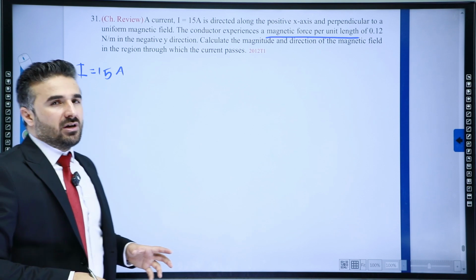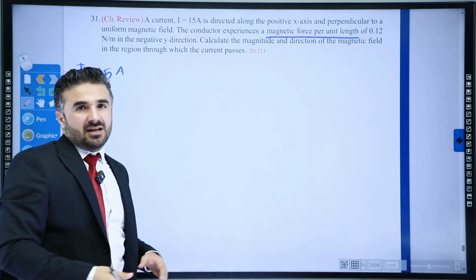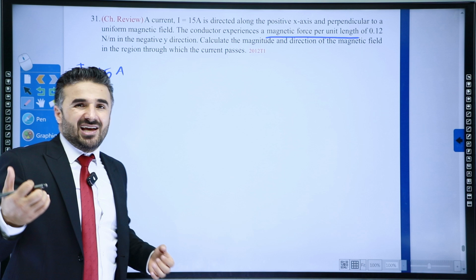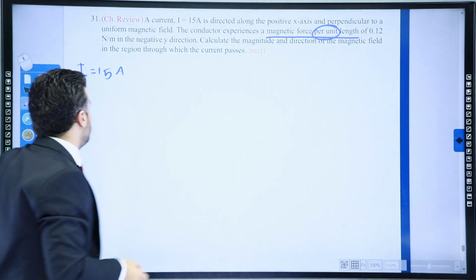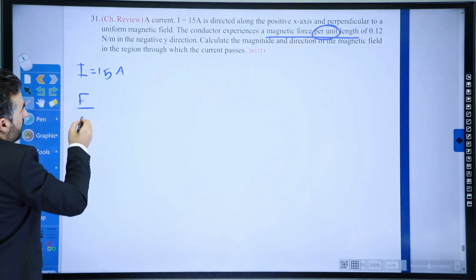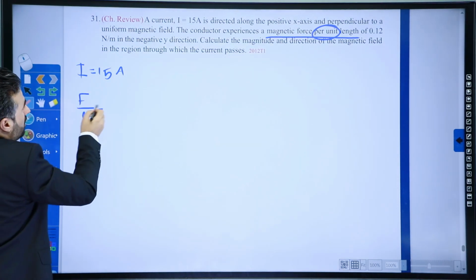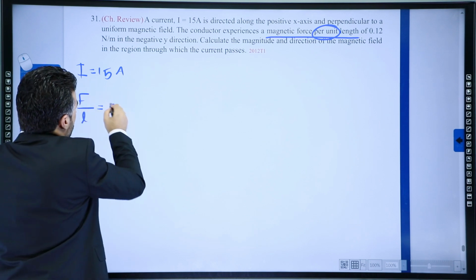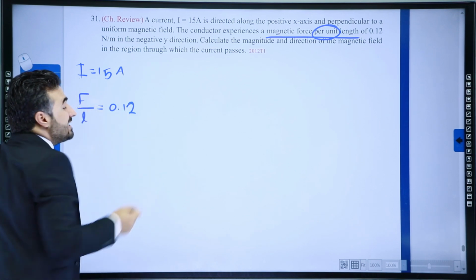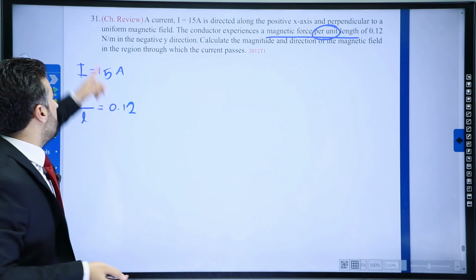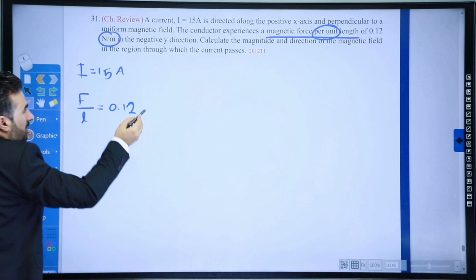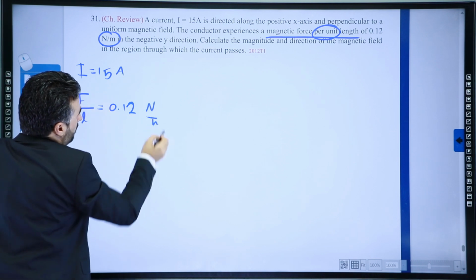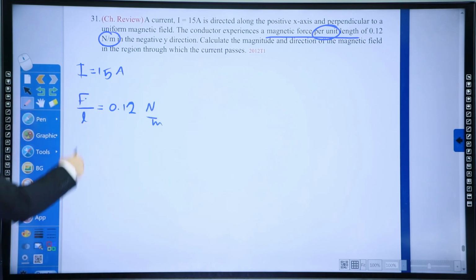Whenever in physics it says something per unit something, that means one thing divided by another. So it says force per unit length. Force per unit length means force divided by the length. So force divided by the length is equal to 0.12. Another indicator is the unit. It says Newton per meter. Newton is a unit for force, and meter is a unit for length. So basically force divided by the length.